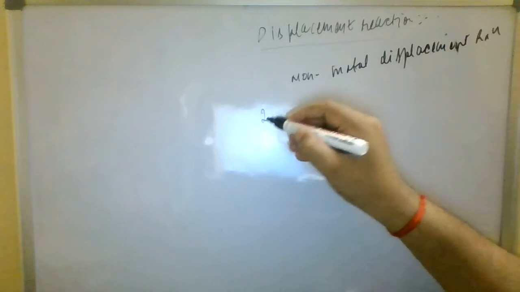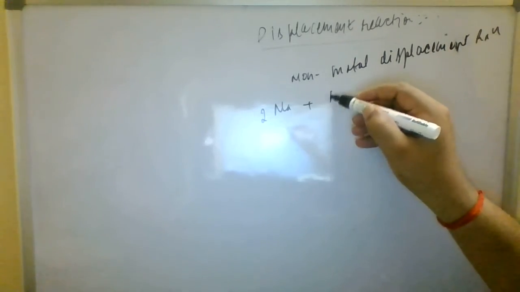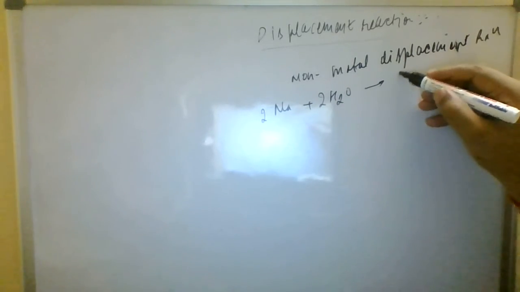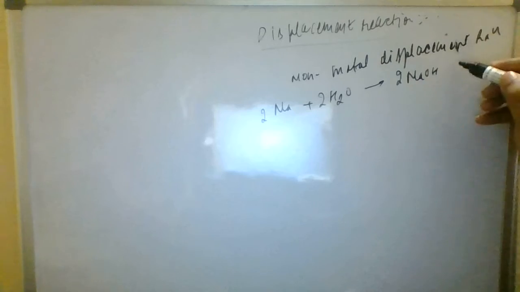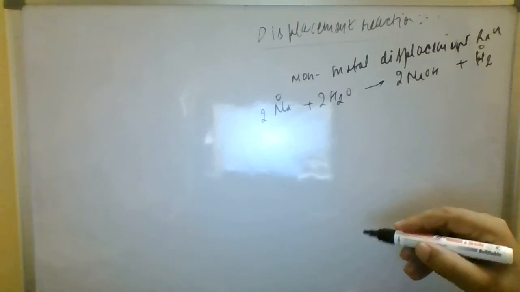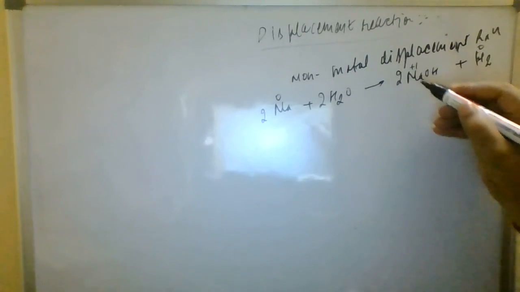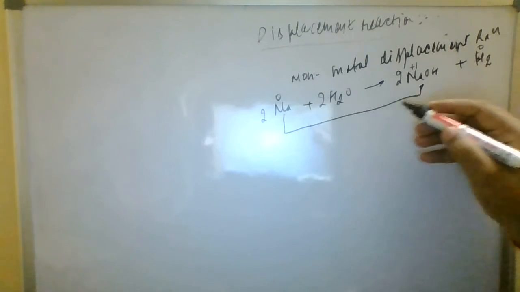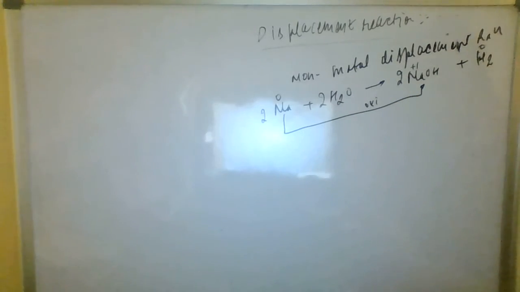In this case, the non-metal is displaced by a metal. A simple example: I am treating sodium with water, H2O. Taking two molecules of each, it gives the base 2NaOH plus hydrogen gas, which is released. Here the oxidation number is 0, here it is 2, here it is plus 1. Here Na to Na plus is oxidation.